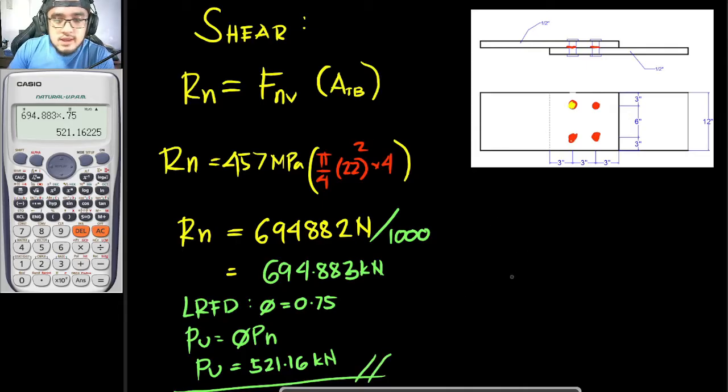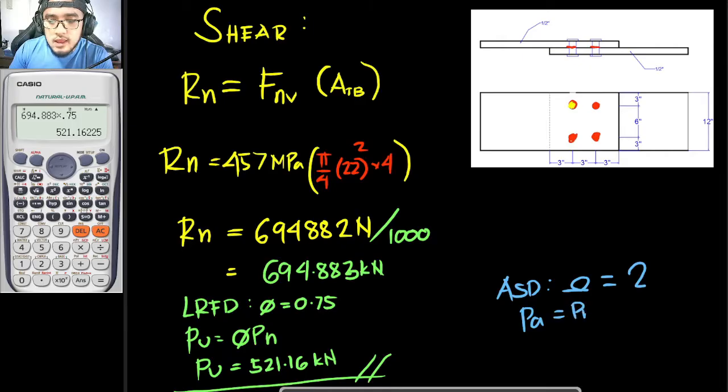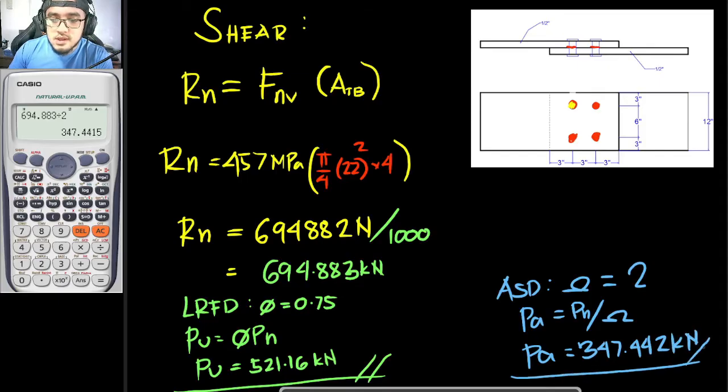And for your ASD, same old, yung inyong omega is to be equal to 2, and your PA is to be equal to PN divided by omega. From that, your PA is now equal to 694.883 divided by 2, that is 347.4415, so 347.442 kilonewtons. So this is to be your PU and your PA respectively.